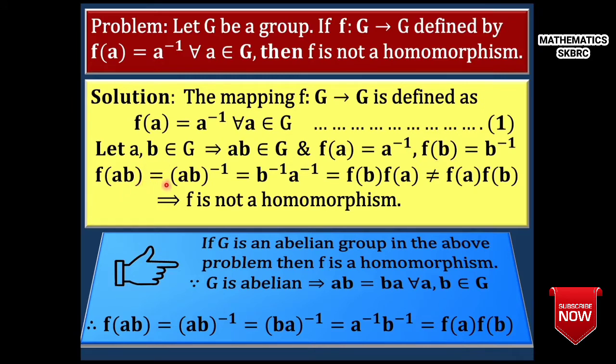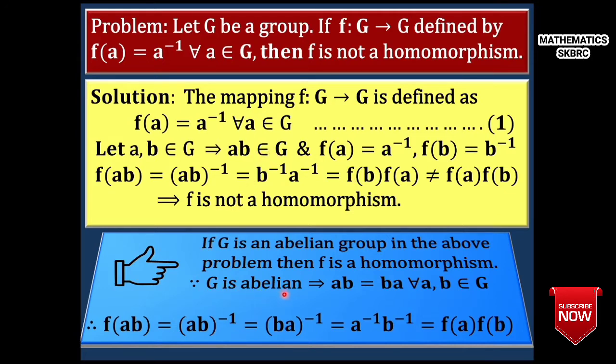f of ab is equal to (ab) whole inverse, that is equal to b inverse into a inverse, that is equal to f of b into f of a, that is not equal to f of a into f of b. That gives f is not a homomorphism on G. In the above problem, if G is an abelian group, then f is a homomorphism.